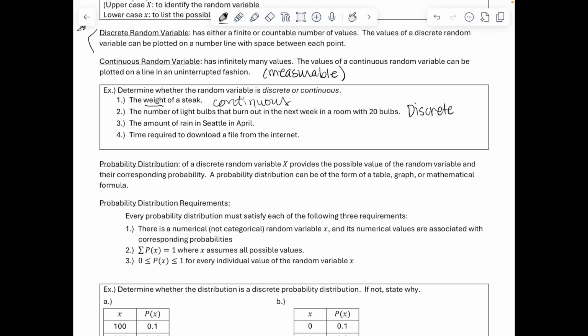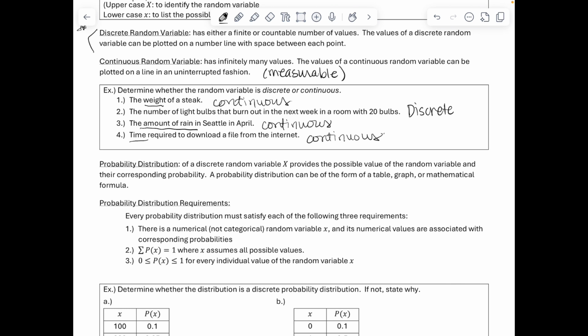Number 3 says the amount of rain in Seattle in April. Again, amount of rain is something that you can measure, so this is also continuous. Time required to download a file on the internet, and we're dealing with time here, and this is also continuous, since it is also measurable.